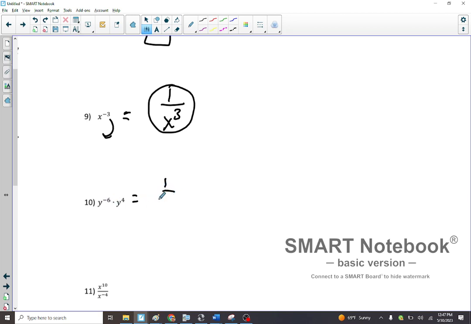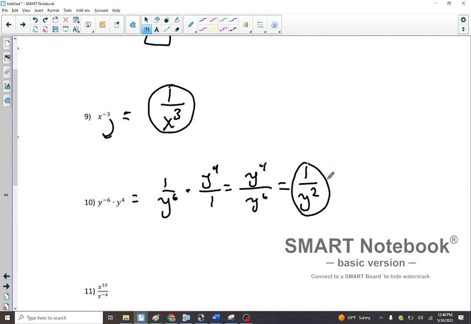Now, y to the negative 6, I'm going to rewrite that as 1 over y to the 6. And y to the 4th, I'm going to rewrite it as y to the 4th over 1. So then this one is y to the 4th over y to the 6, just like the previous question. 4 minus 6 is technically negative 2. Another way you could think of it, there's 2 left over on the bottom. So either write it like that, or write it as y to the negative 2, then move it to the bottom.